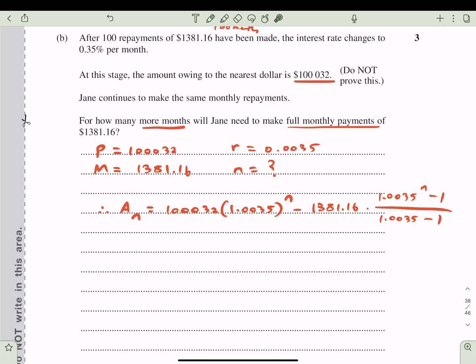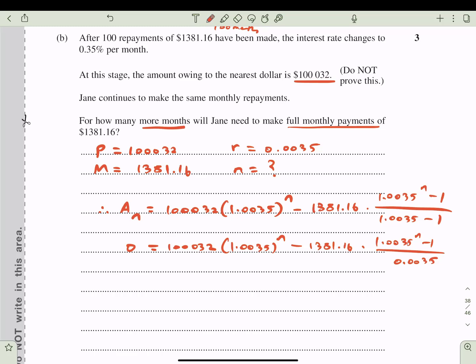Okay, so I don't want to owe any money after this, so therefore I'm going to make it 0. So 0 equals $100,032 times 1.0035 to the power of n minus 1381.16 times (1.0035 to the power of n minus 1) over 0.0035. So now I need to figure it out. I need to solve for n.